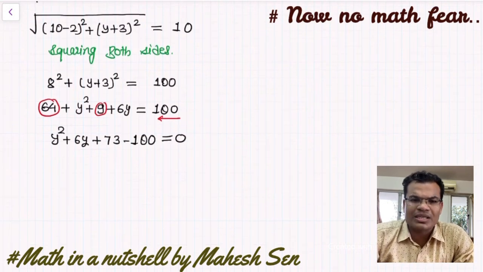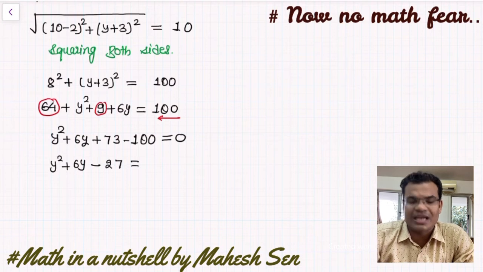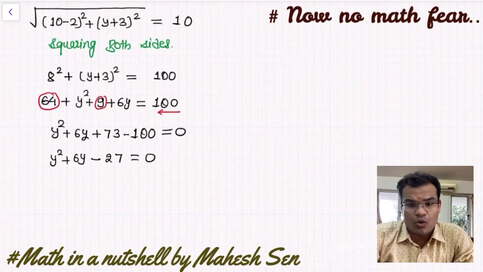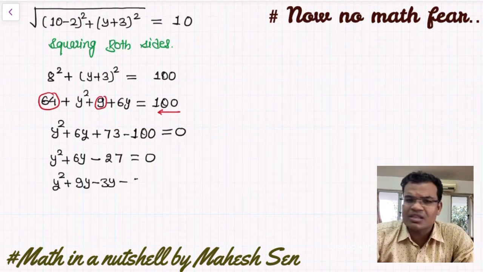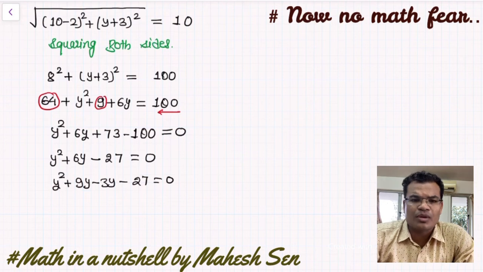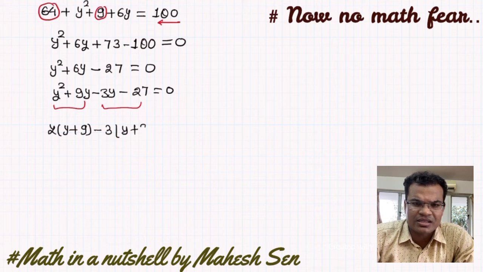So y square plus 6y as it is, and 73 minus 100 will be minus 27. We know that this is a quadratic equation, so we'll find the two values from here. y square plus 9y minus 3y minus 27 equal to 0, because 9 minus 3 is 6 and 9 threes are 27. We'll take the common factor between these terms. So y is common in the first two terms: y(y plus 9), minus 3(y plus 9) in the second bracket, also the same bracket.